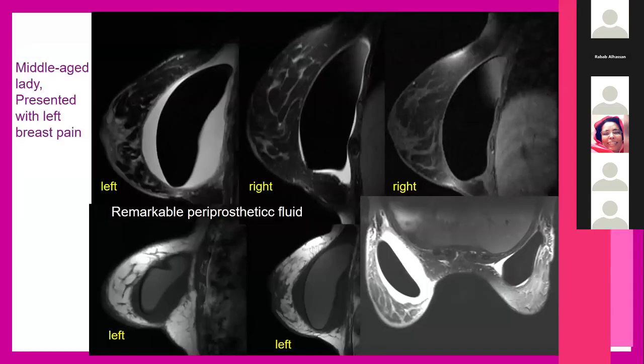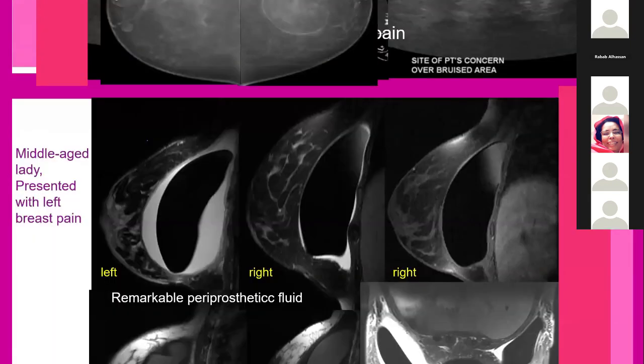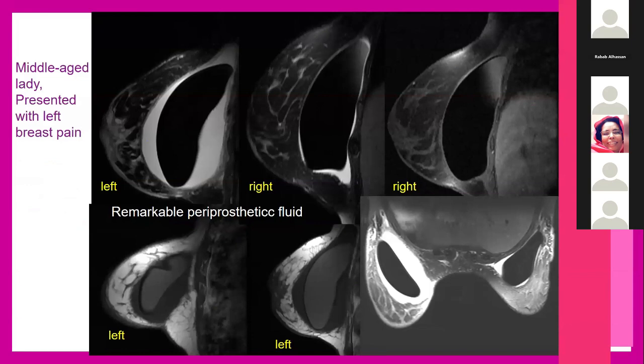So this edema is not related to breast cancer. It is not only to prove the breast cancer, but we have to exclude breast cancer. This lady had a silicone implant, a single chamber silicone implant, and presented with left breast pain.